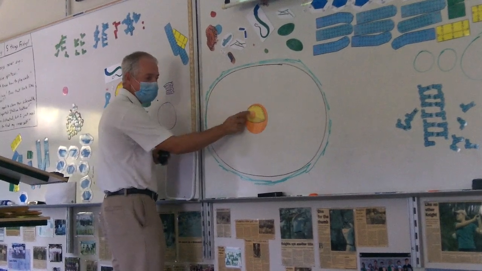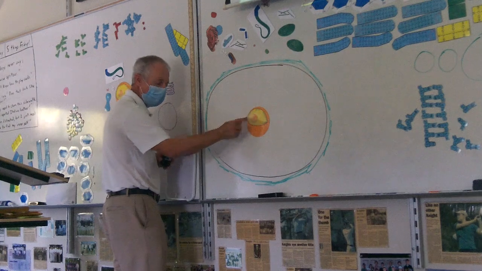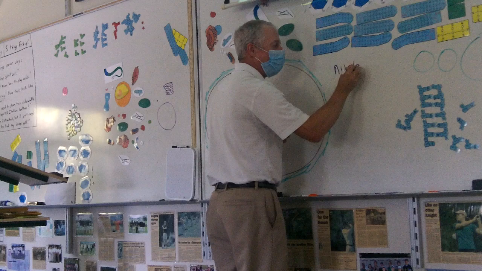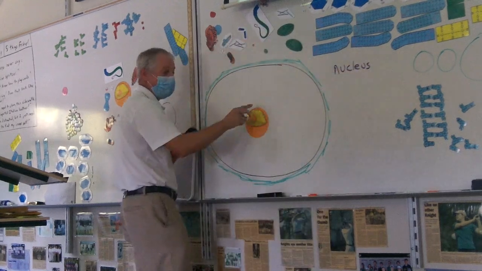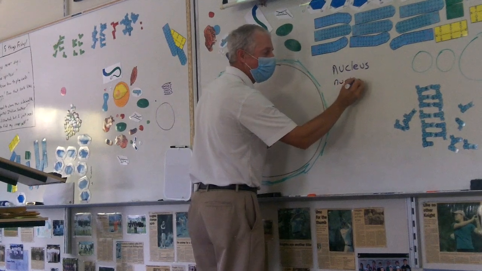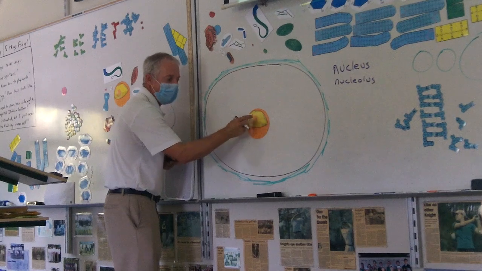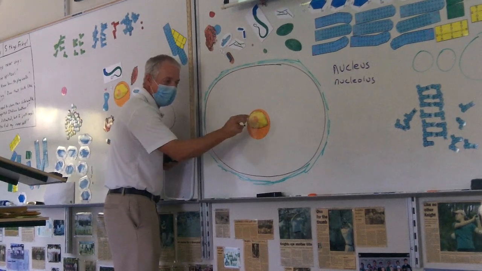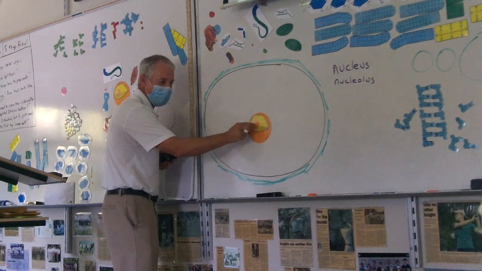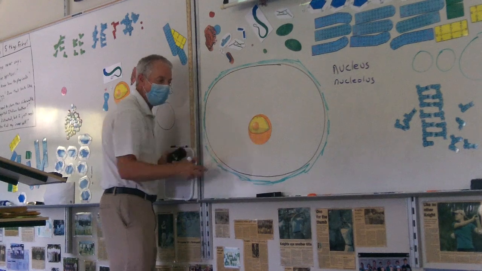So a nucleus, that's the nucleolus. Nucleus, nucleolus. And you have to be careful. The nucleus is the whole thing. The nucleolus is this little thing here. That holds RNA. And that's where ribosomes are made. Ribosomes are made in this area. And then they exit through these little holes called nuclear pores.